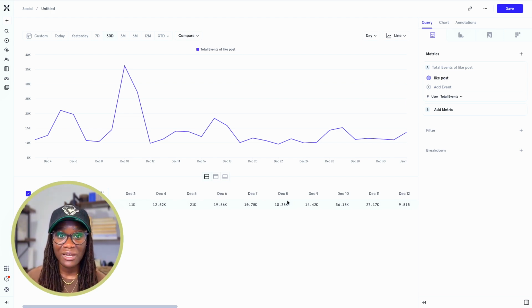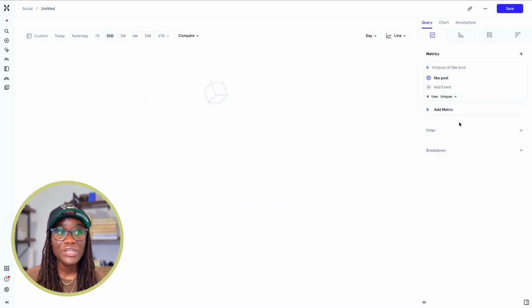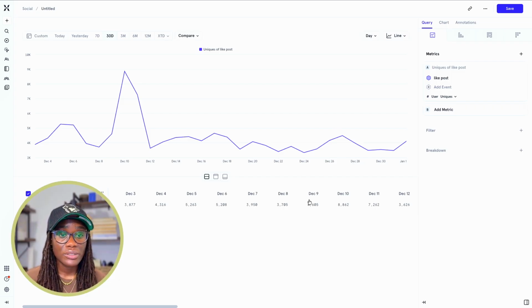This is the difference between the total event and the unique event. For a unique event, a user only counts as one during the time frame that is being measured. But for the total event, it counts every time a user is carrying out this event. So the way you would communicate the unique is saying on December 9, 4,605 unique users liked a post. On December 7, 3,950 unique users liked a post. And in this case, we are not accounting for the number of times each user liked a post. We're just counting the uniques.